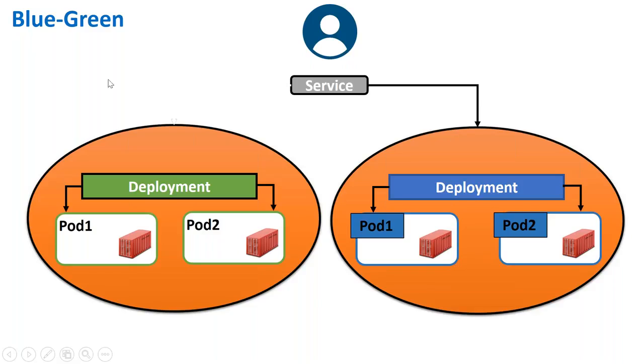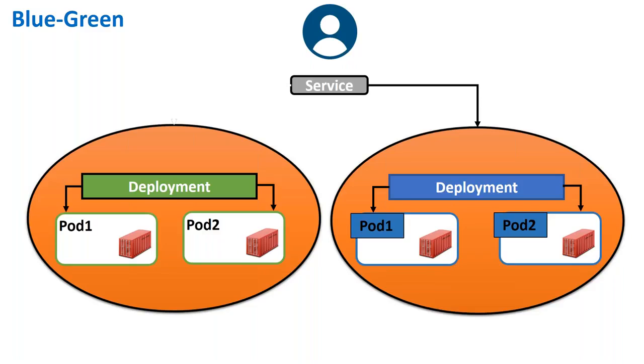As the name says, blue-green is nothing but two copies of your application running at any point of time. I'm not talking about the replicas, I'm talking about these two objects. So you can consider one version as blue and the other version as green. Assume I was working on the green version. Now I deployed a blue version, just a name, and here we started using the new version called 1.11.